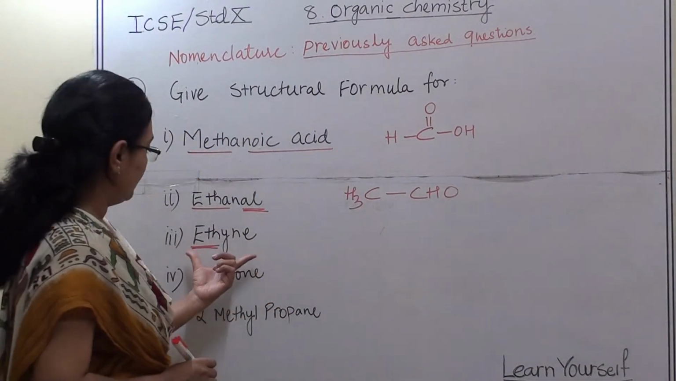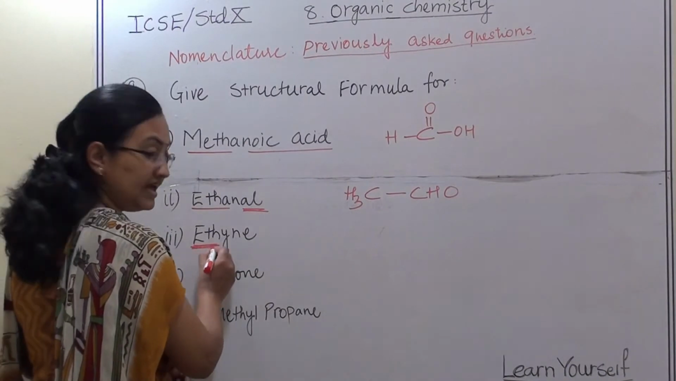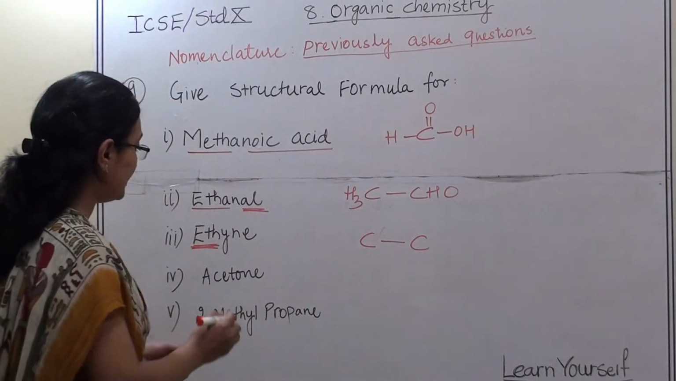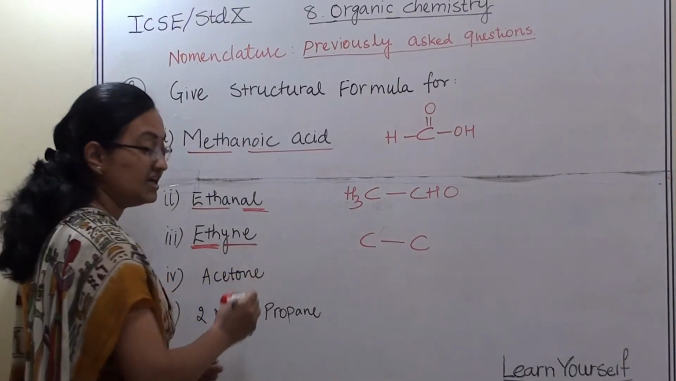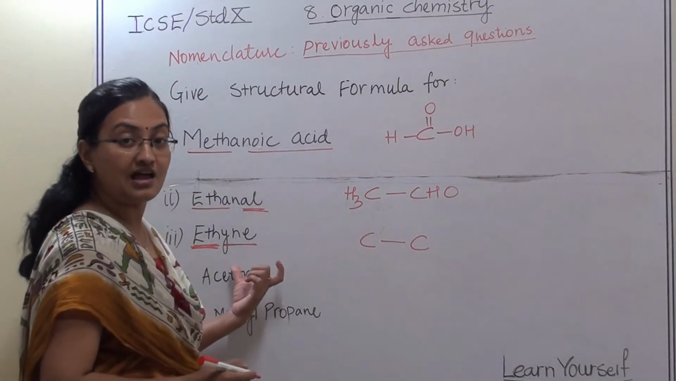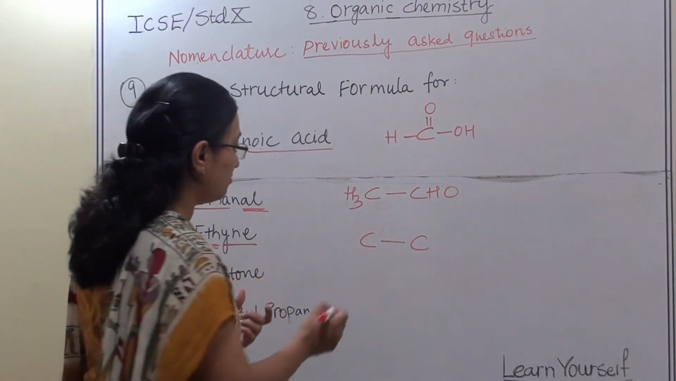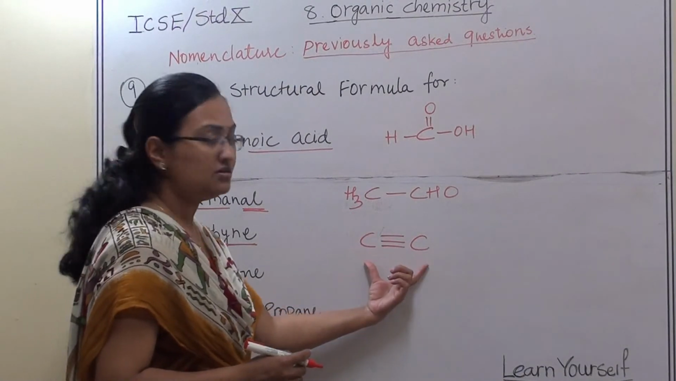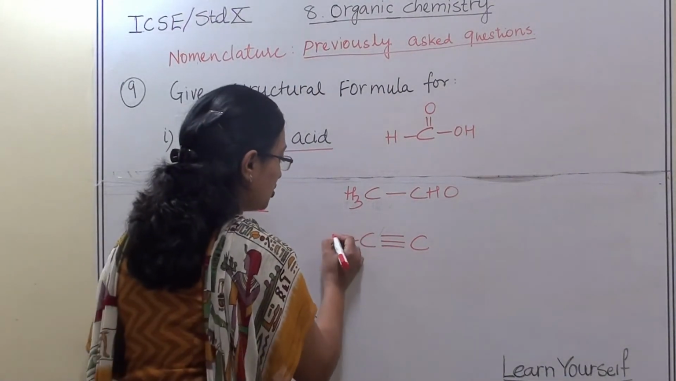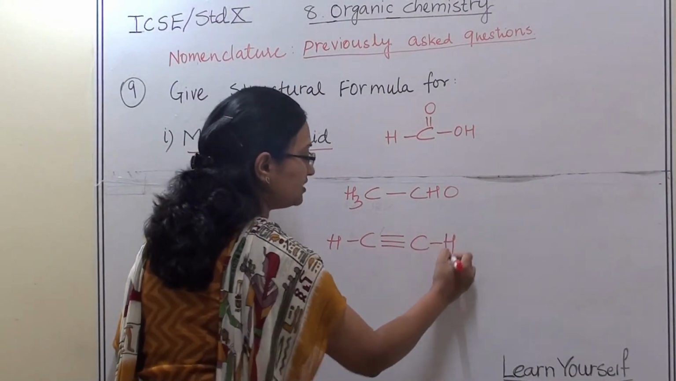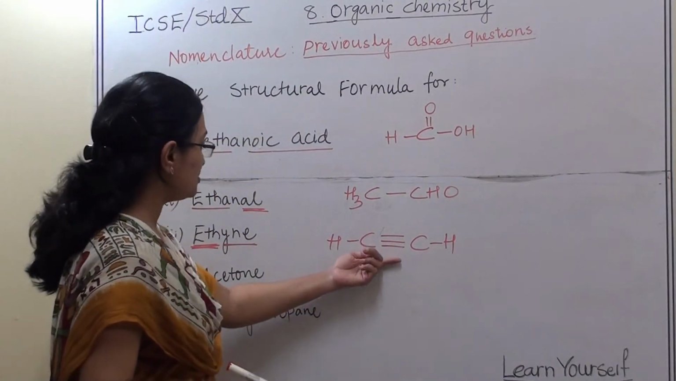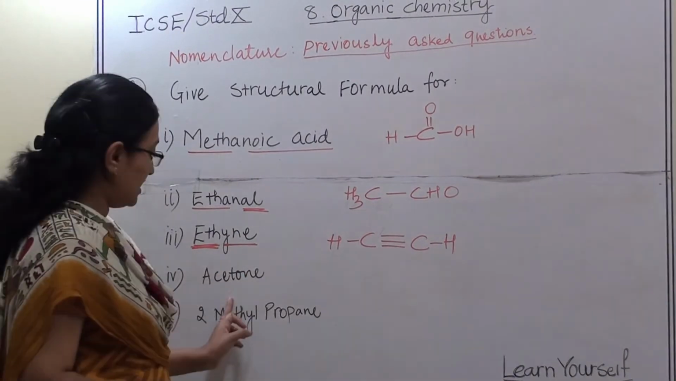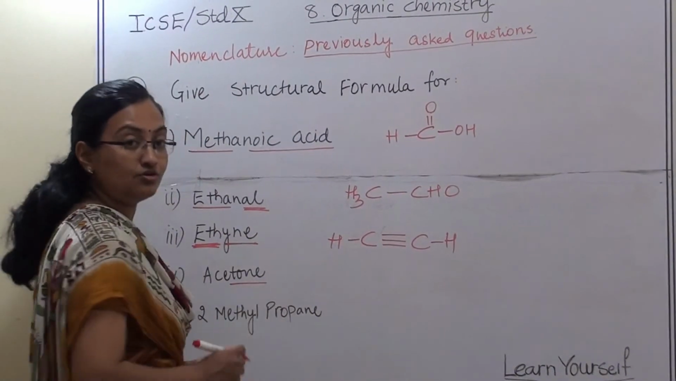Now ethyne. The root word is eth, so 2 carbon atoms will come, and here we can see yne. This is the suffix for alkynes, and they are triple bonded compounds. So here we have to make a triple bond between the 2 carbons. Now all the rest of the valencies we have to fill with hydrogen atoms. So this structure is for ethyne. Now acetone. Acetone is from the ketone functional group.